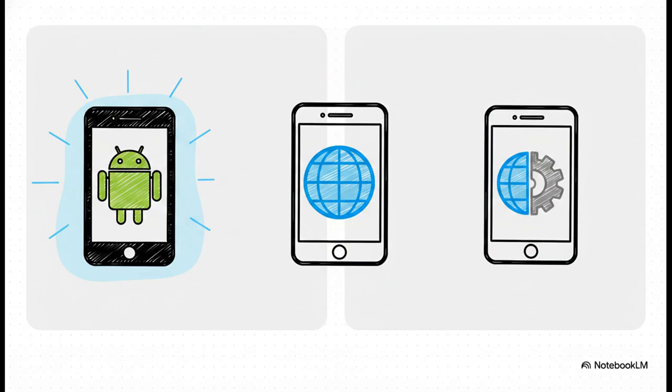Then we have web apps. These are essentially just browser-based applications that are clever enough to look and feel like mobile apps. And finally, hybrid apps. Exactly what they sound like, a mashup. They use web technologies but wrap them up inside a native shell. For our explainer today, though, we are focusing entirely on building native Android apps.